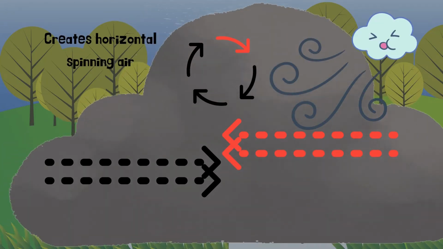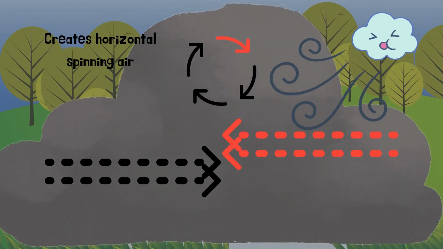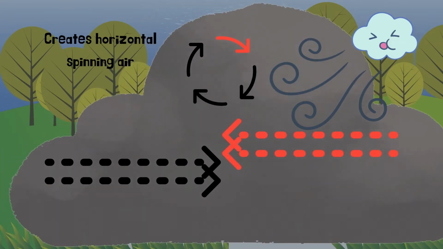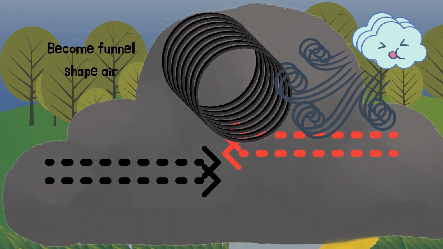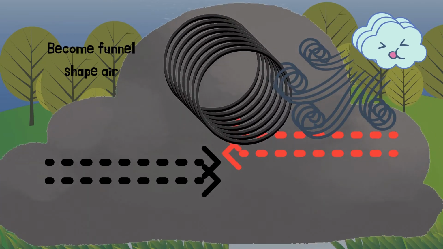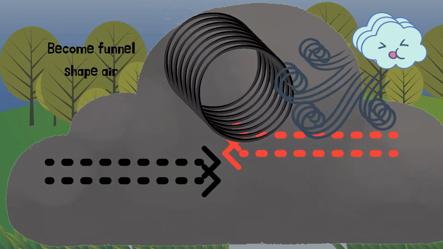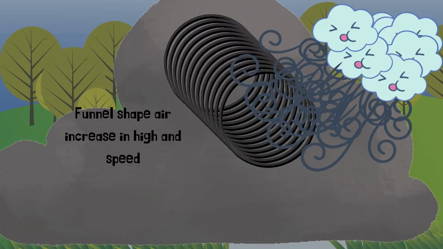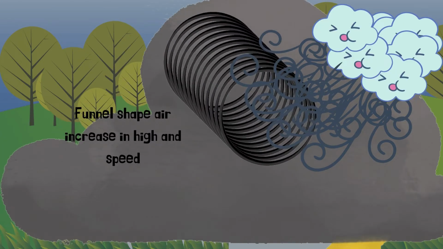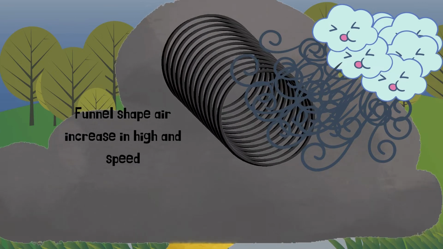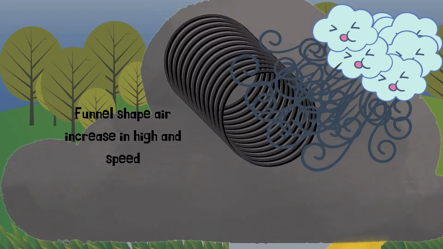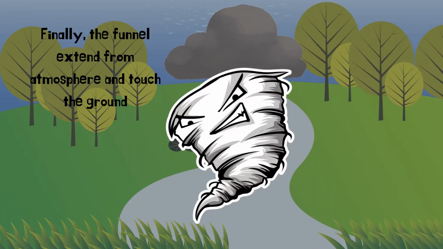This creates an invisible, horizontal spinning air with the help of the wind. With an increase in wind speed, it creates a higher horizontal spinning effect in a funnel shape. The funnel-shaped air rotates, increasing in height and speed with an increase in wind speed and direction. Finally, the funnel-shaped air extends from the atmosphere and touches the ground.